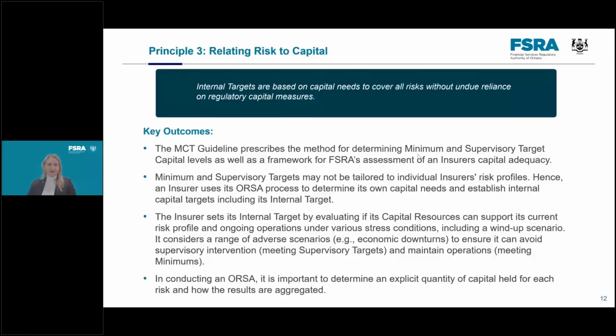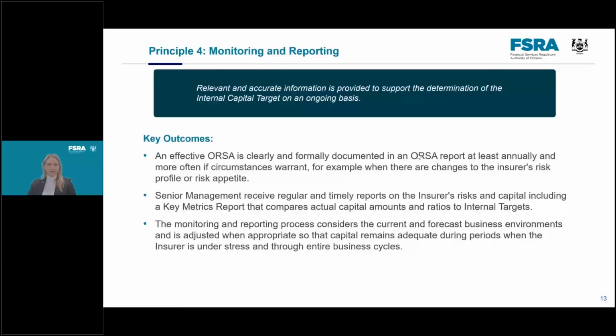Next slide, principle 4, monitoring and reporting. So the outcome here is that relevant and accurate information is provided to support the determination of the internal capital targets on an ongoing basis. And the key idea here is that nothing is static. There could be ongoing changes in the economy, in the business, in your risk appetite, your strategy, and these changes should be continually considered, reported on internally, deliberated, and as needed, incorporated into the internal capital target calculation.